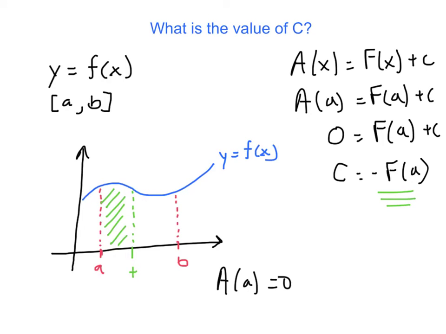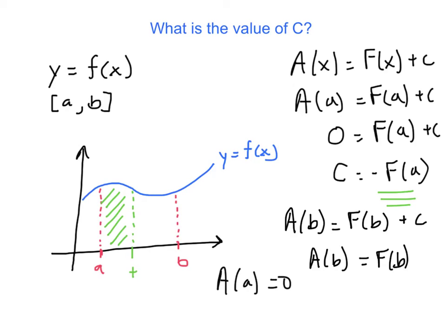Now remember, we said earlier if we wanted to calculate the entire area between a and b, then we would just slide t over to b and we'd have A of b, which would be capital F of b plus c, but we already know what c is. And this is the cool part, that capital A of b is F of b, oh goodness, I'm going to run out of space, minus F of a.